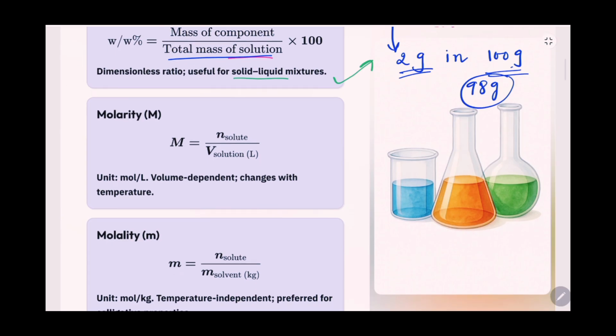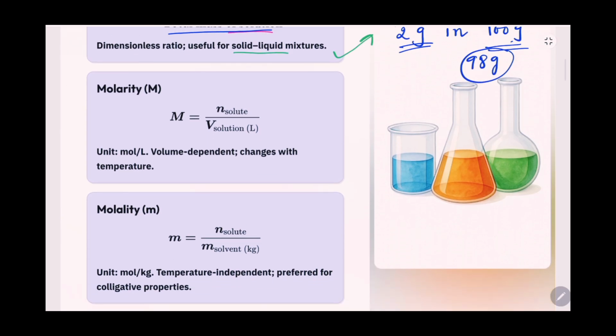Molarity, we have already discussed in class 11th. It is one of the methods in which the symbol used is capital M. Molarity is nothing but number of moles of solute upon volume of solution in liters. So over here, what is this n? It is nothing but number of moles of solute, remember, upon volume of solution in liters. So the unit is of course moles per liter, because the numerator contains number of moles and the denominator contains liters. The unit is moles per liter.